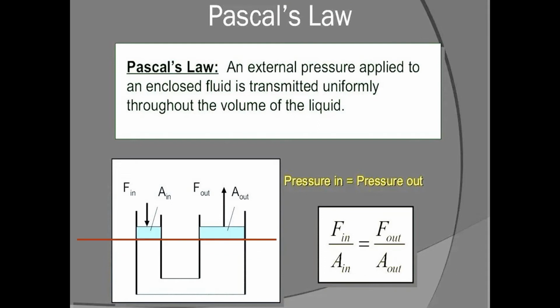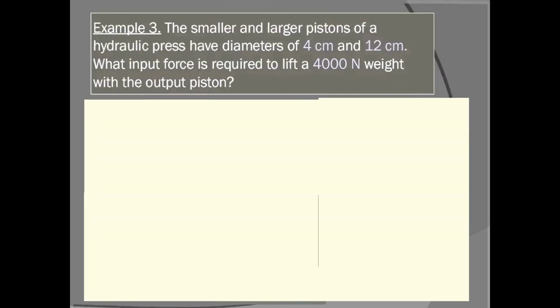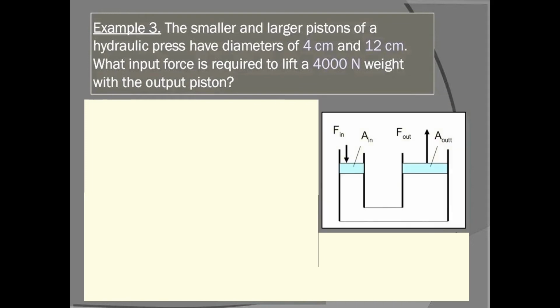They are in the same level. Therefore, in the same fluid at the same level, the pressure will be equal. Considering this third example, the smaller and larger pistons of a hydraulic press have diameters of 4 cm and 12 cm. What input force is required to lift a 4,000 Newton weight with the output piston?